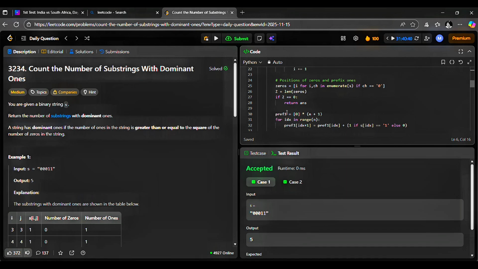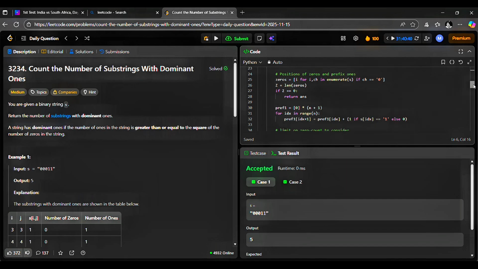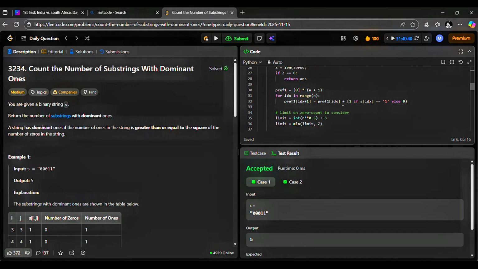Okay, in the next part we build the prefix sum of ones. Like prefix = [0] * (n + 1), for idx in range(n): prefix[idx + 1] = prefix[idx] + (1 if s[idx] == '1' else 0). Also we have checked a condition. Here we build a prefix sum array to quickly compute ones in a substring. Ones in l to r is equal to prefix[r + 1] minus prefix[l]. This allows O(1) retrieval of ones in any substring.